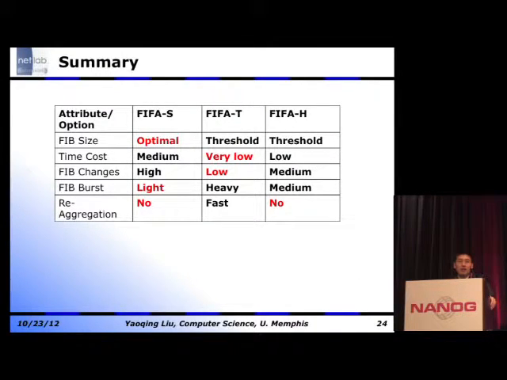So, summary. From FIB size, you can see FIFA-S is the best. From the time cost, FIFA-T is the best. From the FIB changes, FIFA-T is the best. And from the FIB burst, FIFA-S is the best. And from the reaggregation perspective, FIFA-S and H are the best. So there's no silver bullet, right?